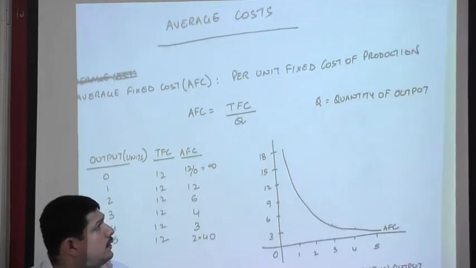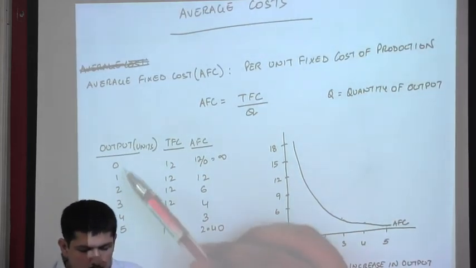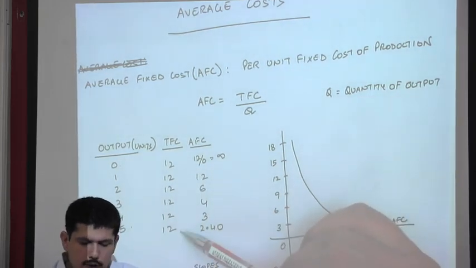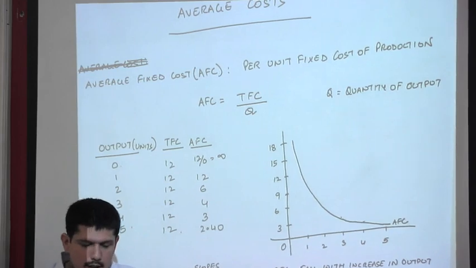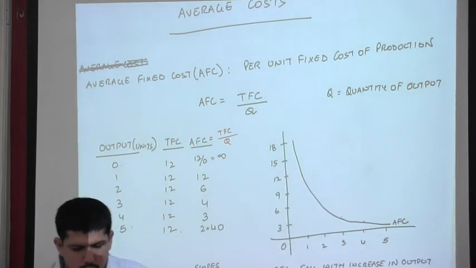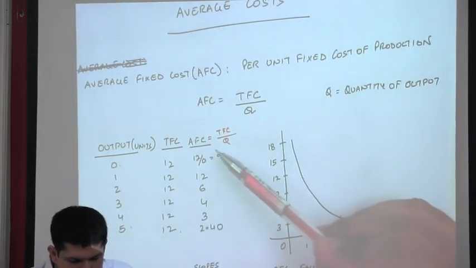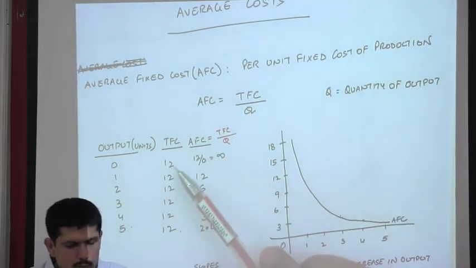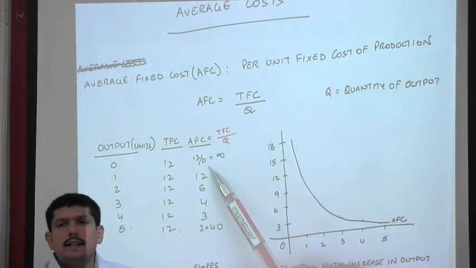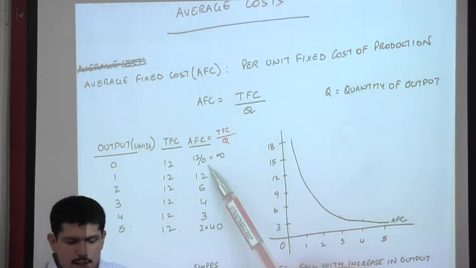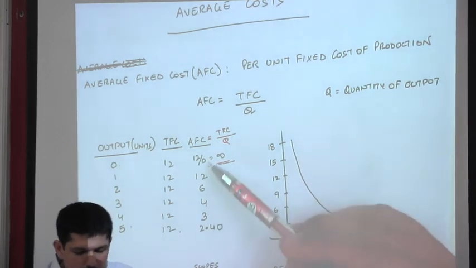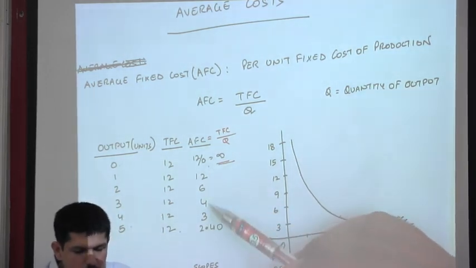Right. So continuing with the same example, output was 0 and then we increase it till 5, and total fixed cost at each unit of production remained the same. What is average fixed cost? Average fixed cost is total fixed cost divided by quantity, right? So at 0 level of output, we have a fixed cost of 12. And 12 divided by 0, right, any positive value divided by 0 will be equal to infinity, right? Then as we see, our average fixed cost is continuously falling.